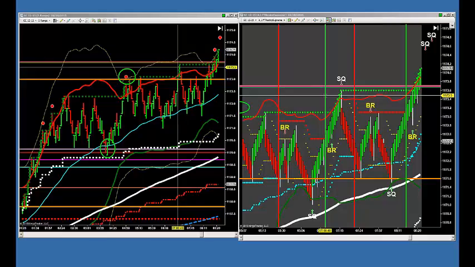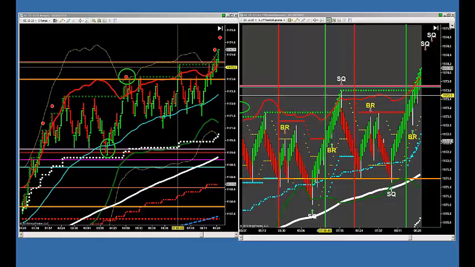I always use a daily, always use a 60-minute. I'm going to use a 10 or a 15-minute. I'm going to use either a 9-3 Renko Supreme or a 12-4 Renko Supreme, depending on how much the market's moving.